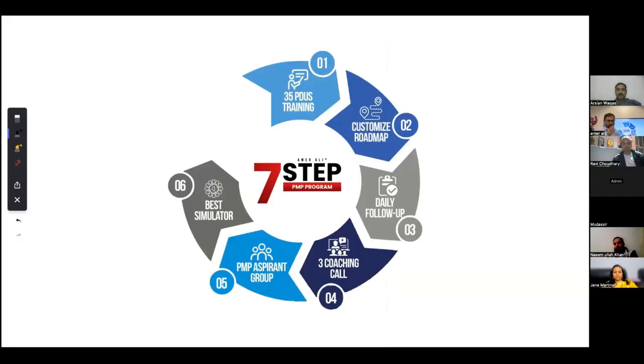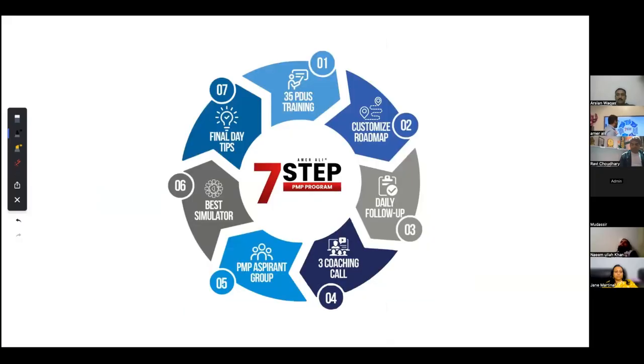Then, of course, you get a simulator. If you want my complete simulator, that's $550. But if you only want the software, you get the simulator for only $350. And then final day tips. This is the system that works for you. This is a system that makes sure you become PMP. The system is there to help you become PMP. It's not that I will think about how to make sure. No, I know. I have done it 4,000 times. Okay, this is the system.